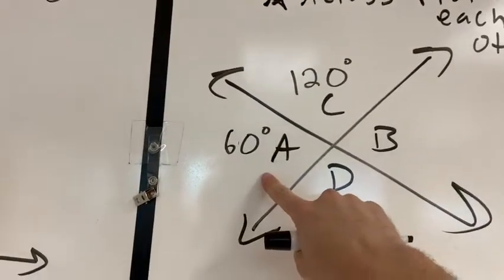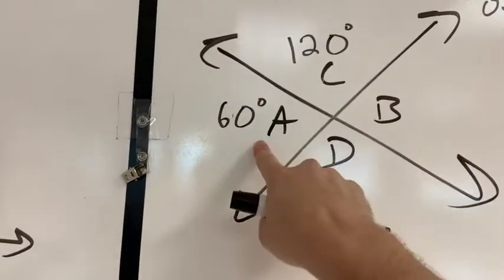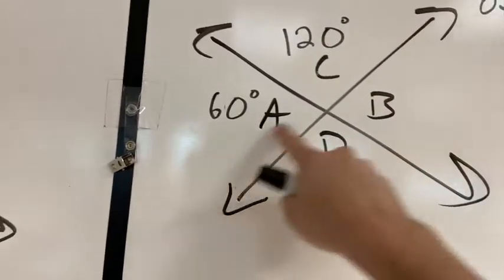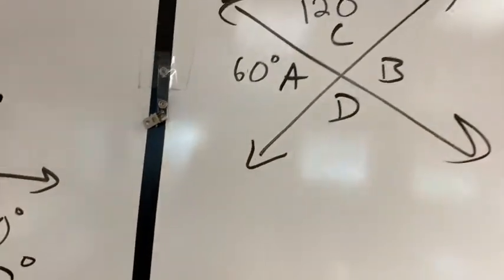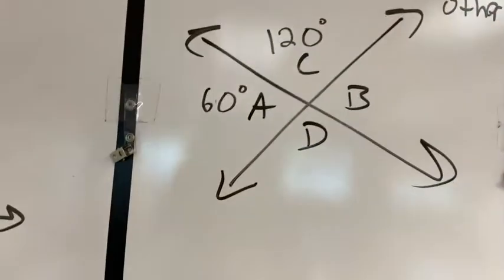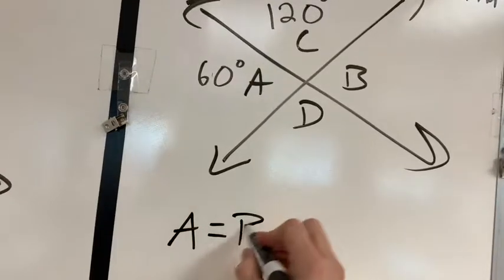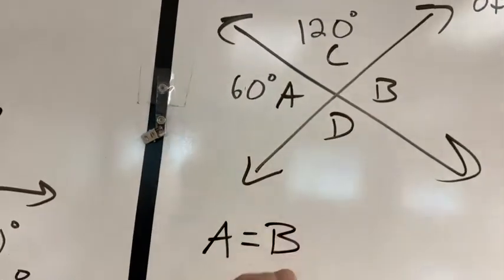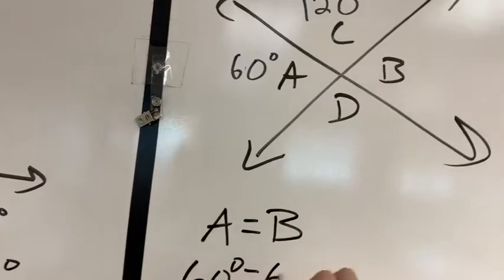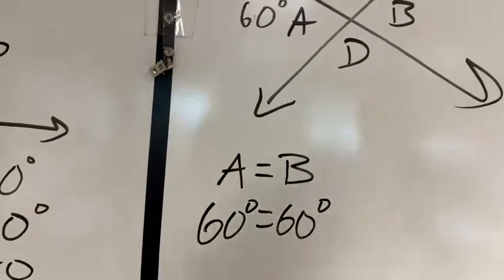So A is next to C. It's next to D, but it's across from B. So A and B are vertical pairs, and that means that A is equal to B. So if you know that 60 is A, you automatically know that B is 60 as well.